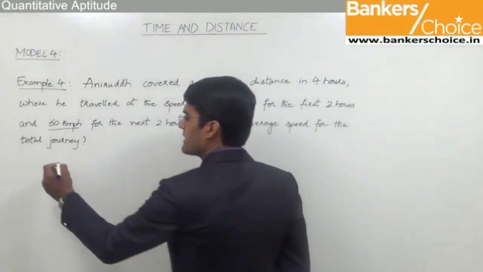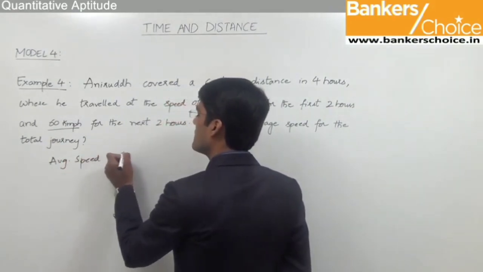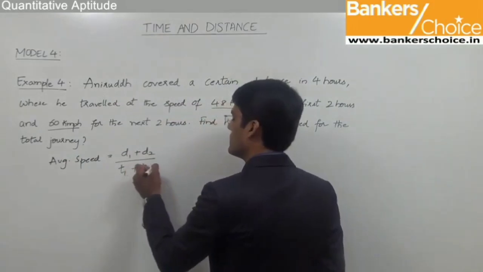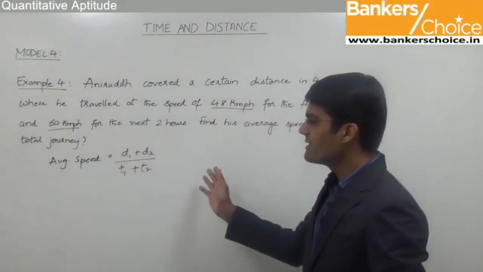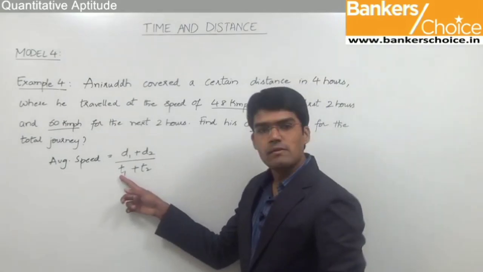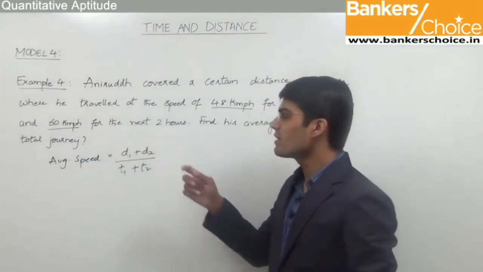Now as already discussed, average speed in general is total distance by total time. So here it can be taken as d1 plus d2 divided by t1 plus t2. Why? Because the distance here has been covered in two parts. Now times are already mentioned. T1 is equal to 2 hours and T2 is also equal to 2 hours. But the distance has not been specified.